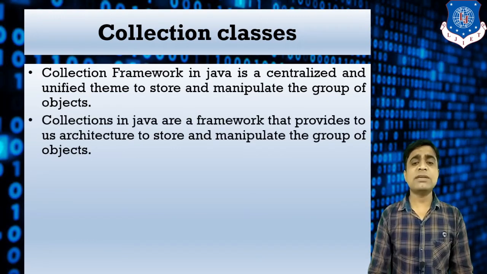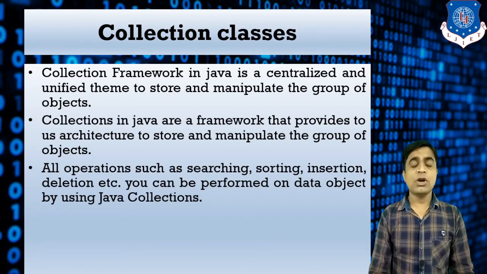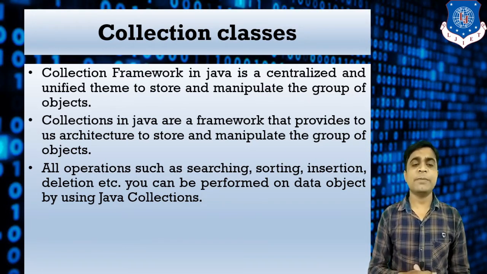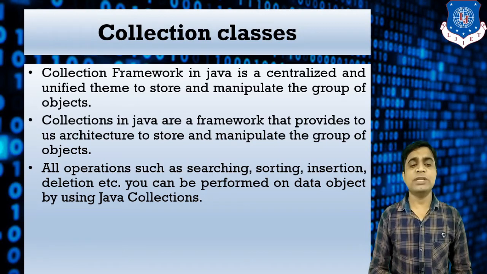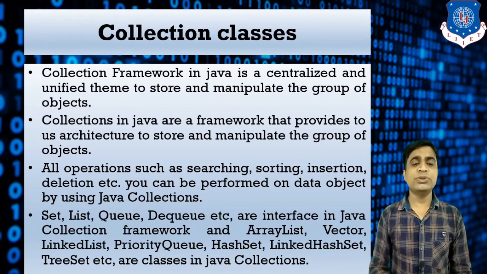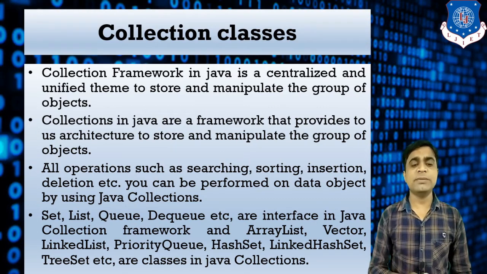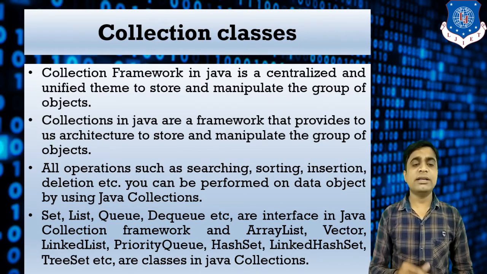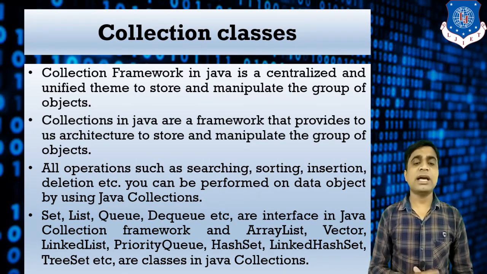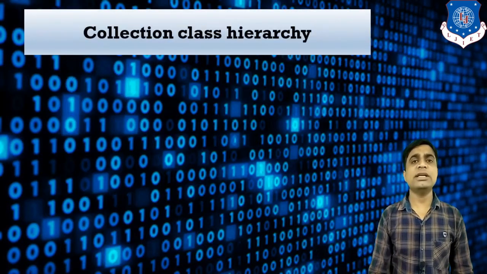Now the Collection framework in Java provides us an architecture to store and manipulate a group of objects. All the operations such as searching, sorting, insertion, deletion, etc. can be performed on the data objects by using the Java Collection. Set, List, Queue and Deque are the interfaces in Java. ArrayList, Vector, LinkedList, PriorityQueue, HashSet, LinkedHashSet, TreeSet, etc. are the classes in the Java Collection. I will show you the hierarchy of the Collection so that you can easily understand.